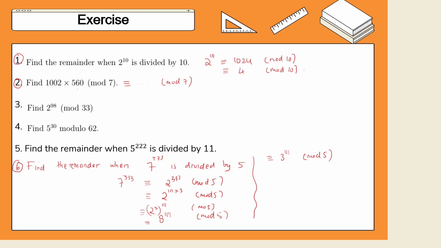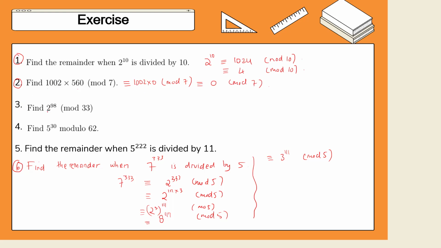560. Which is? 80. Nah, hati-hati nih Sita. Remainder sama hasil bagi beda. Nol. Nah, jadi ini tuh congruent to 1002 times 0, which is congruent to 0 modulo 7. That's it.